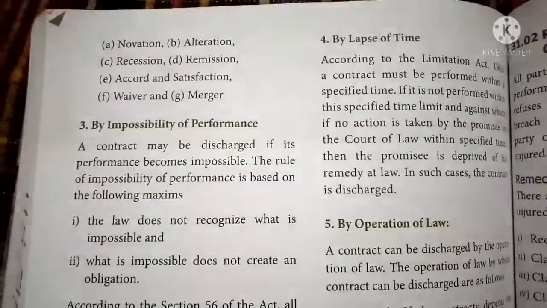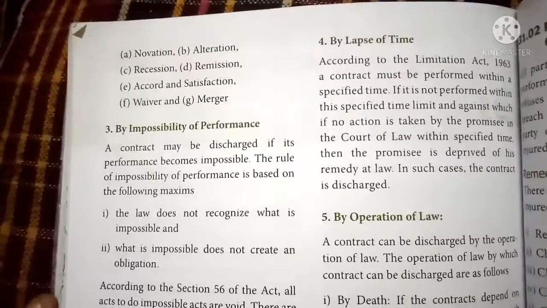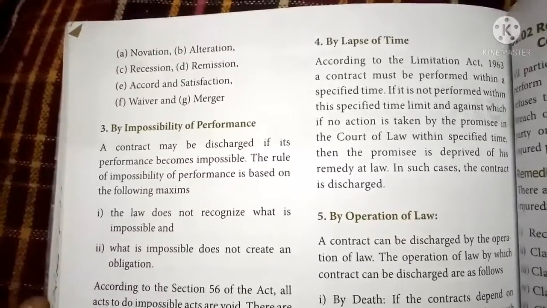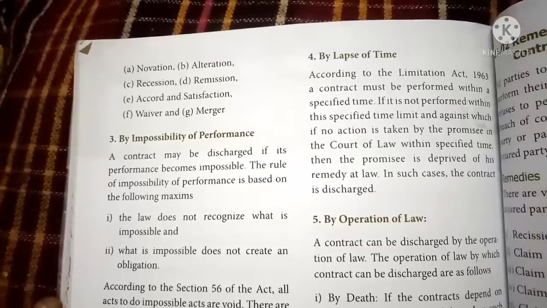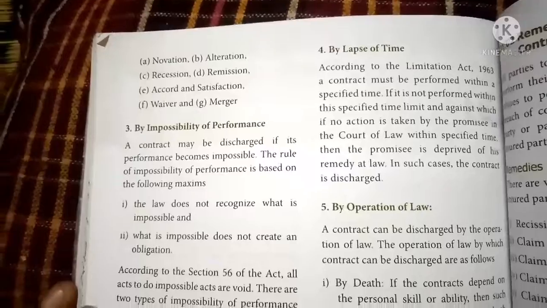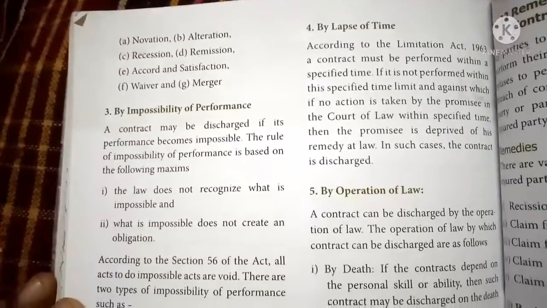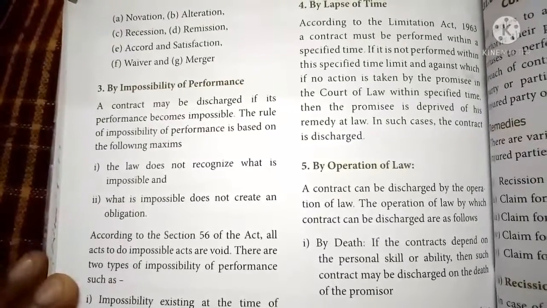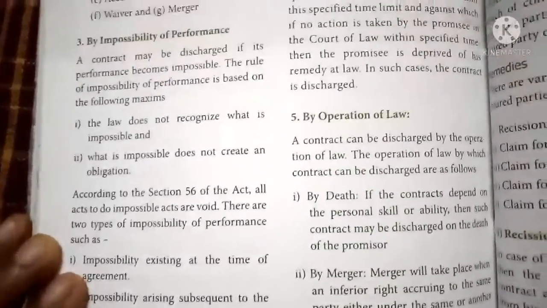By way of lapse of time, the contract will be discharged. According to the Limitation Act 1963, a contract must be performed within a specified period. If it is not performed within the specified period, and no action is taken by the promisee in a court of law within the specified time, then the promisee is deprived of his remedy at law. So in such a case the contract will be discharged.